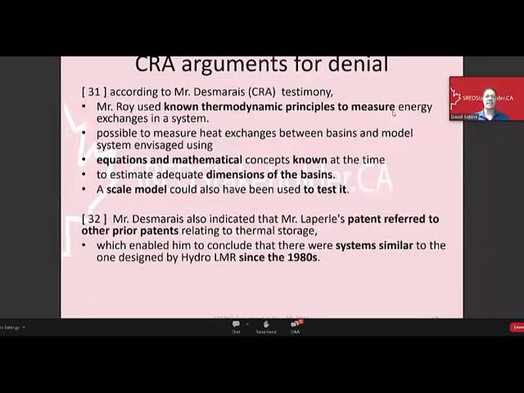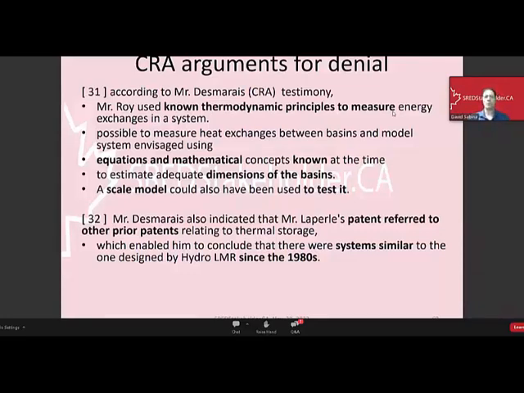Now, according to the CRA, Mr. Demeray, who's the expert witness, the work done could have been achieved using known thermodynamic principles, equations, etc., to model heat exchange, heat flow, and stuff, to estimate the dimensions of the basins, and that he or she could have used a scale model instead of a full-scale crater to do that.